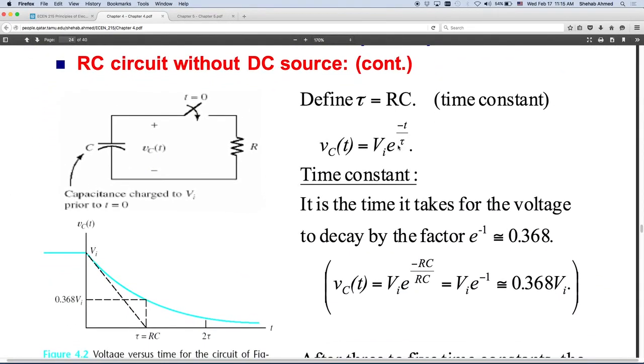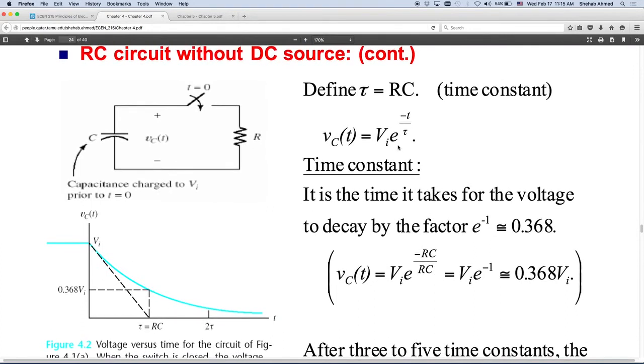If you would like to solve for after one time constant, then you do e to the minus t over tau. Tau is equal to 1 RC. So after one time constant, you have e to the minus 1, since t is equal to 1 tau in that case, and e to the minus 1 is equal to 0.368. So after one time constant, the voltage on the capacitor is 0.368 times the initial condition voltage.